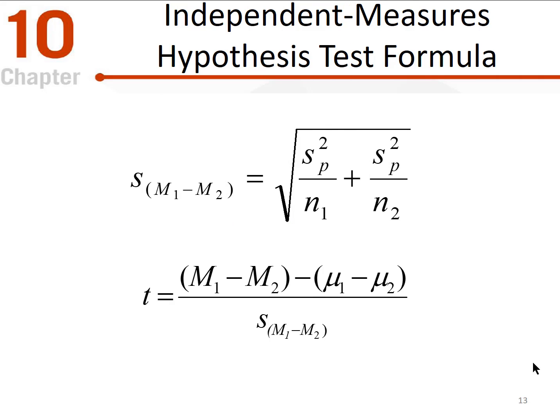These are the two important formulas for the independent measures hypothesis test. One is our estimated standard error, and we can just use the pooled variance. This way you never make a mistake, doesn't matter what your n is. And then also our t-statistic.